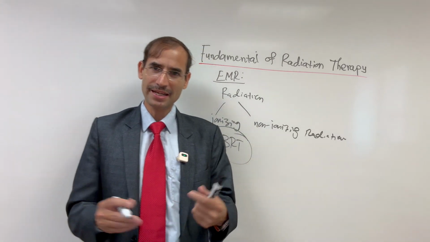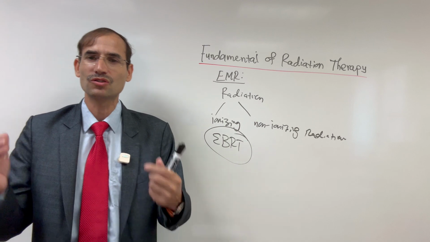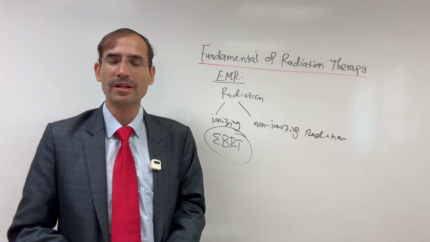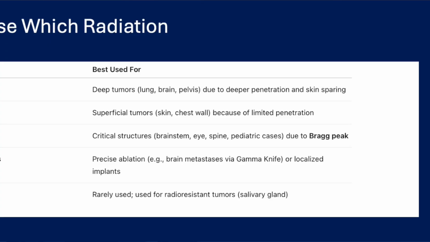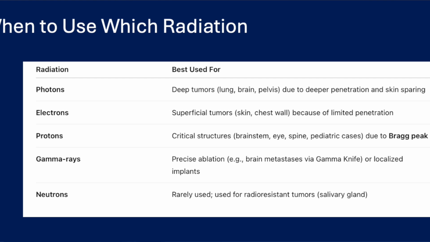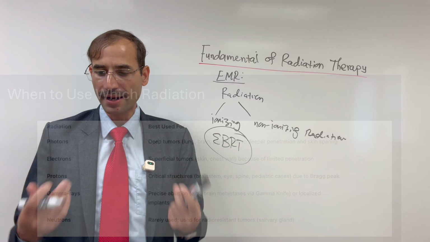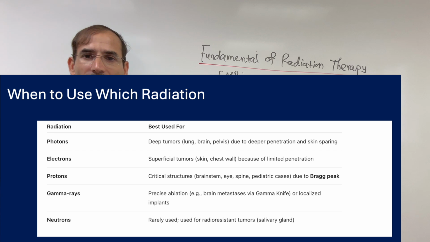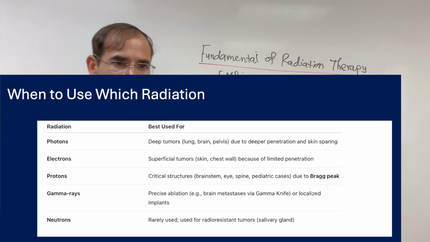Another question many people might have: why are we using these different radiations? When are we going to use electron, proton, photon, or gamma rays? Let me discuss that. For example, photons, maybe the X-rays, are used when you have a deep tumor, maybe in the lung, brain or pelvis, due to the deeper penetration and skin sparing. Because if the tumor is inside, we don't want to destroy the superficial region, for example the skin.